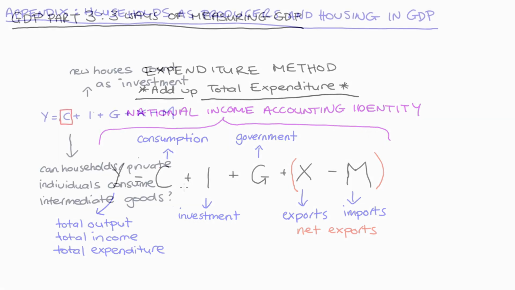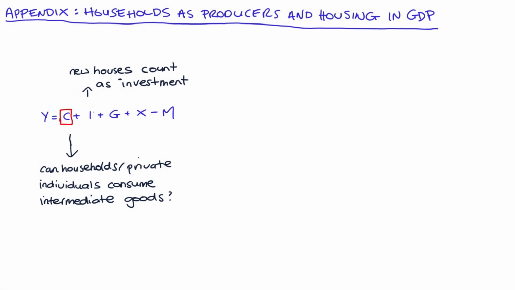Right, now to my star section on housing and households as producers. So back in the beginning of the video when I was talking about consumption, I posed the question of whether households and private individuals could ever consume intermediate goods. And I also said that new housing went into the investment category, not consumption, even though households purchase the new housing, not businesses, and we typically associate consumption with households and investment with business. Well, actually, all of this is quite interesting, at least for me.